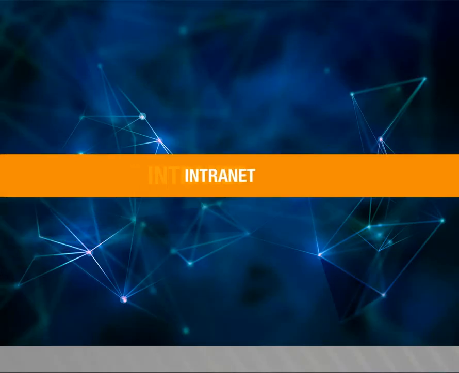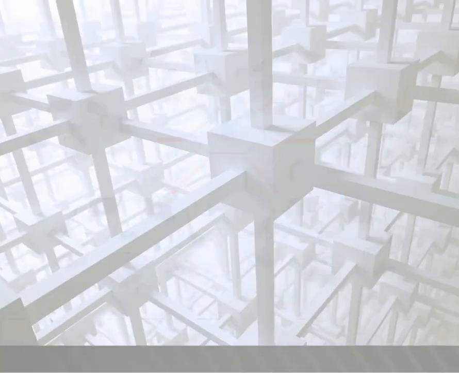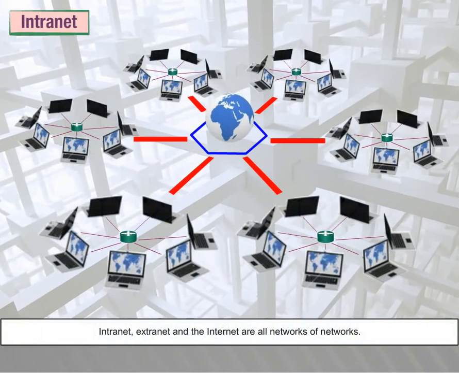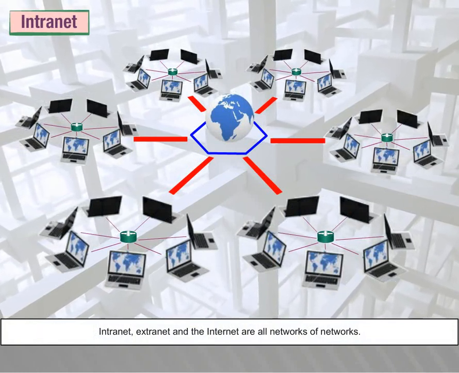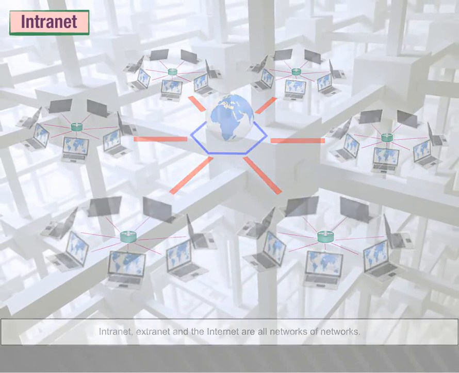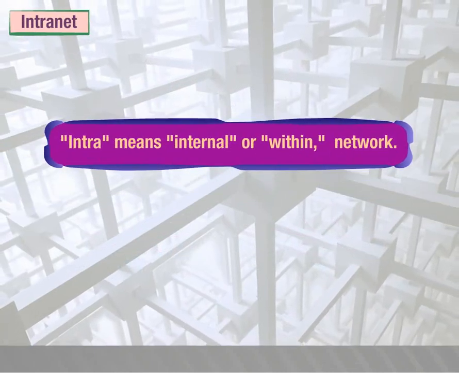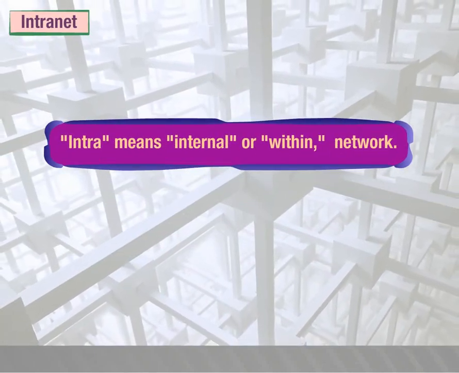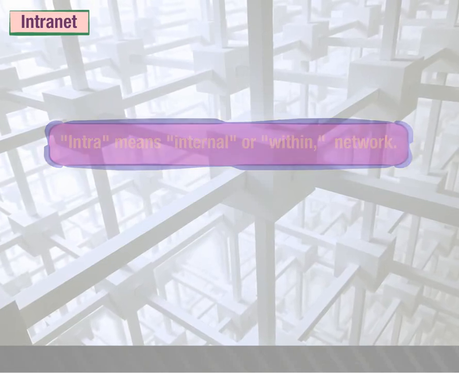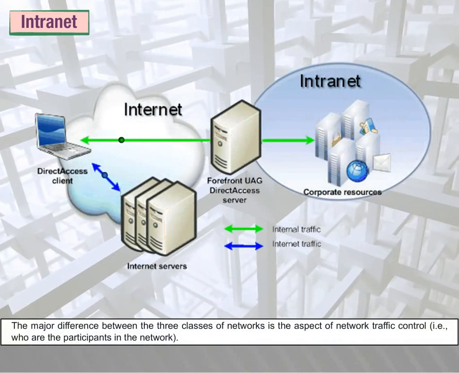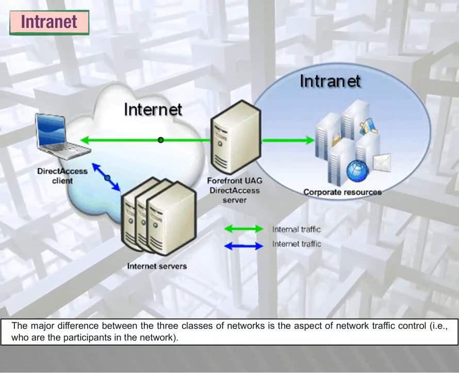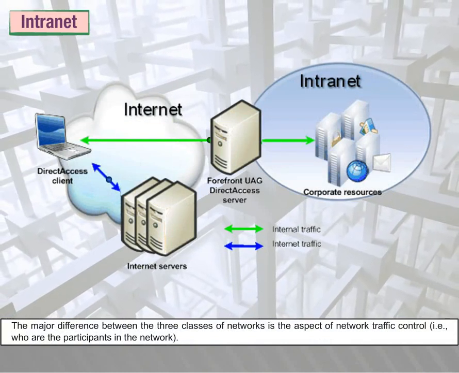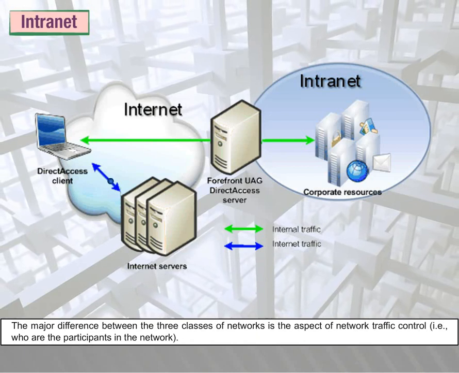Intranet. In this video, we are going to learn about intranet. Intranet, extranet, and the internet are all networks of networks. Intra means internal or within, plus network. The major difference between the three classes of network is the aspect of network traffic control, that is, who are the participants in the network.